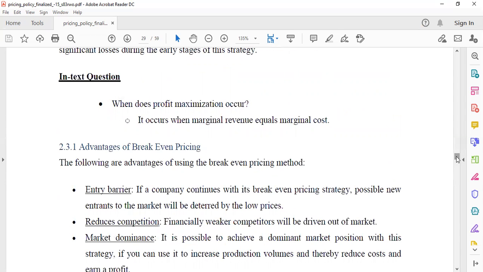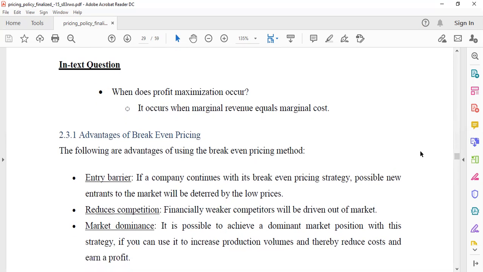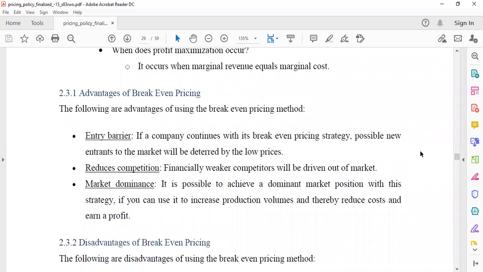There are some advantages of the break-even pricing. First is that it creates an entry barrier for new entrants. Organizations trying to come into the market may take a second thought when they observe that existing companies are selling at a low profit situation or no profit position. Hence, it also reduces competition and it helps a firm to achieve market dominance.